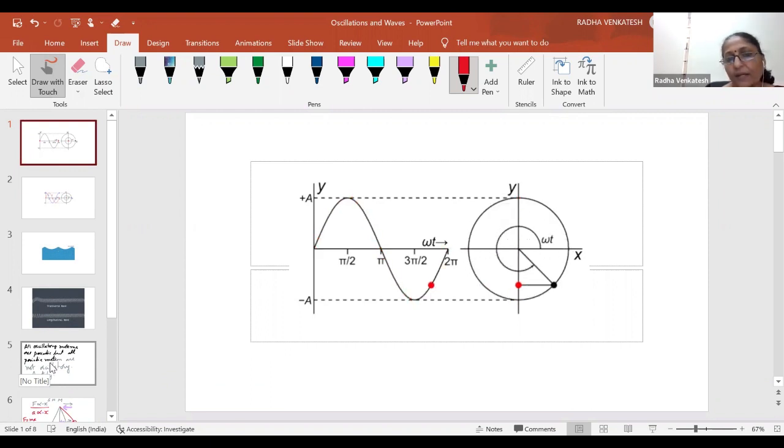The theta can be written in terms of angular velocity and time as omega t. So you can see that omega t is changing. Can you see that? With time, that omega t value is also changing.